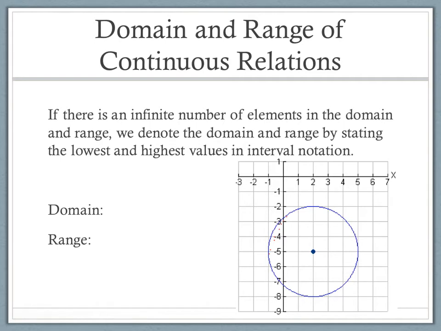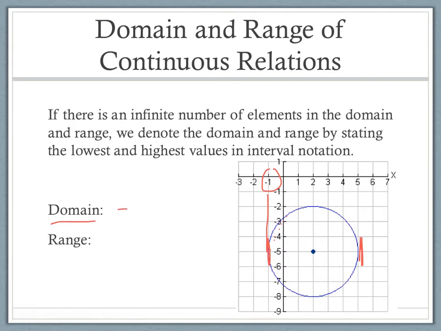So for our domain, we're going to go from least to greatest. Domain is our x values. So I'm going to look at my x values, going from least to greatest, or left to right. Okay, so I'm looking at my x values. If I look, -1 is my lowest x value.